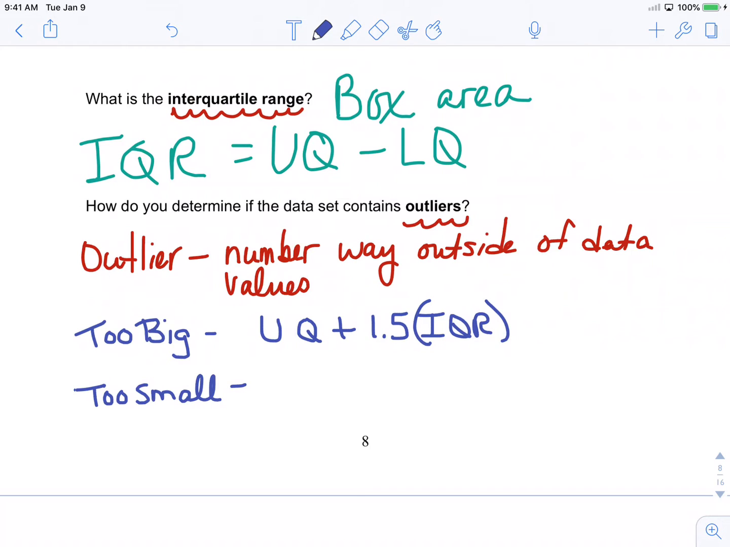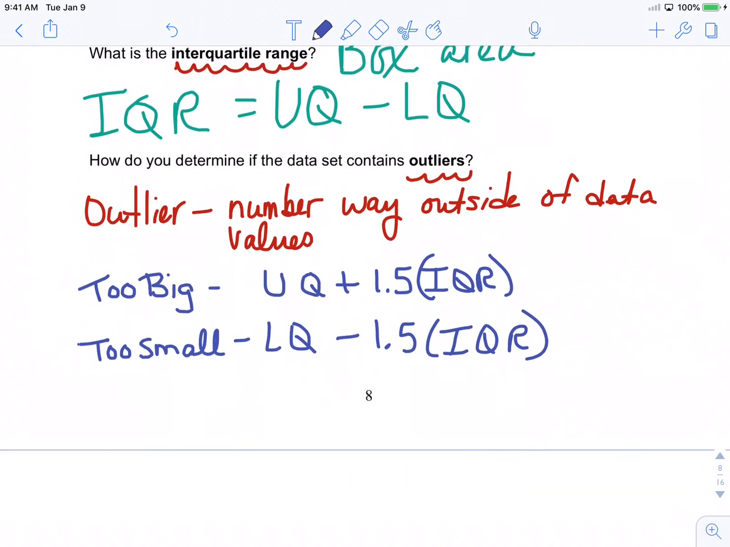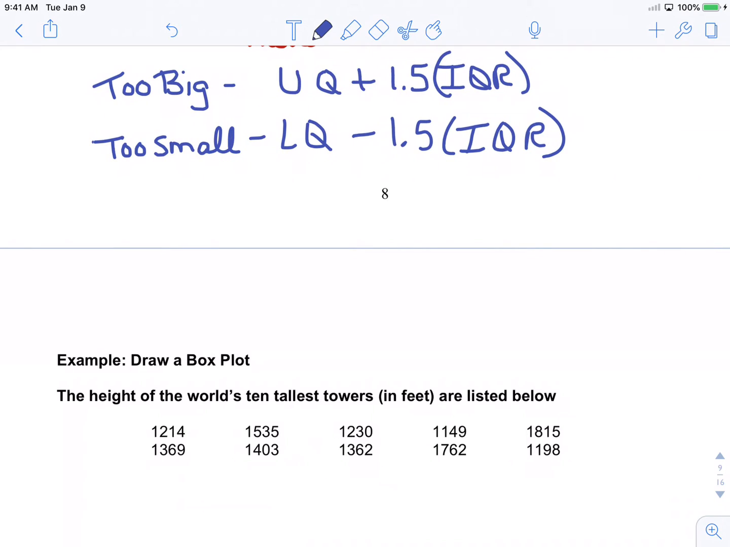For a value to be too small, we take the lower quartile and subtract 1.5 times the IQR. So again, this helps us decide if there is a number that is an outlier. Is there a number that's lower than this value that we'll be calculating? So do you have a number that is 1.5 times the IQR lower than the lower quartile? We have an example to look at where we're going to make a box plot.